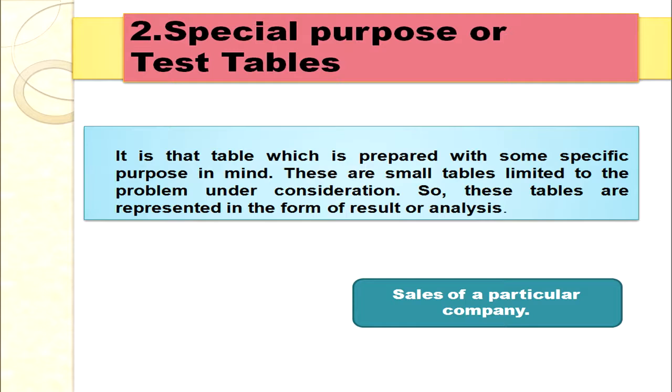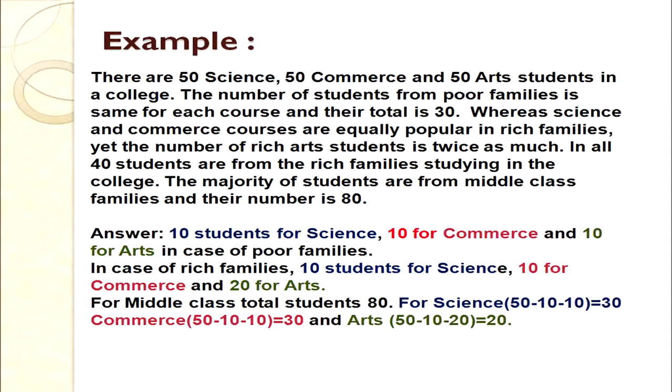Suppose I want to know about sales of a particular company, then it is a small table. It will relate to 12 months from January to December, and here we are going to record the sales, that is all, a small table. So, we now know what is a general purpose table and a special purpose table. Once we know different types of tables, we can discuss how to construct a table. Let us see with the help of an example.